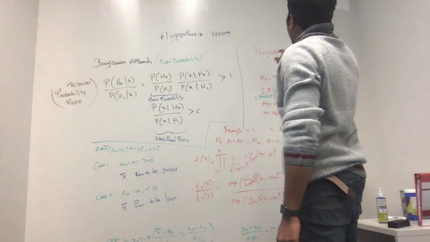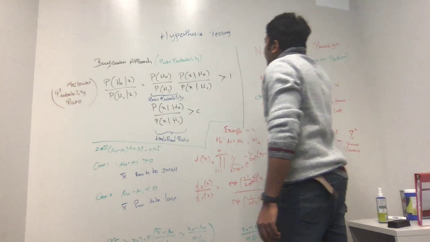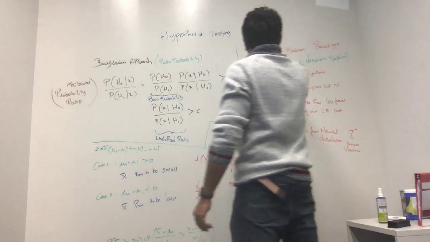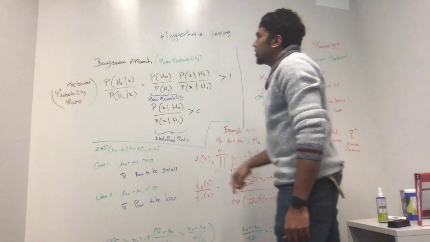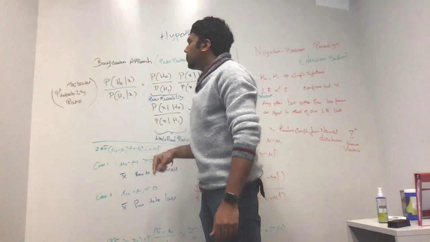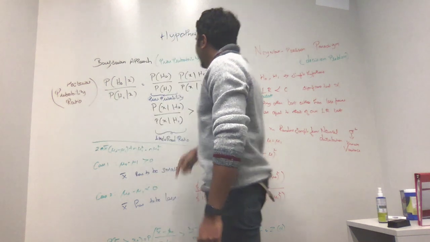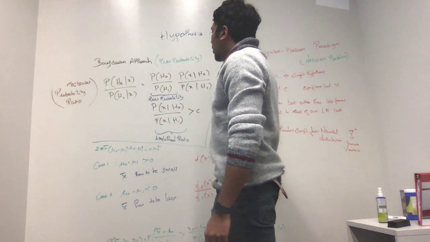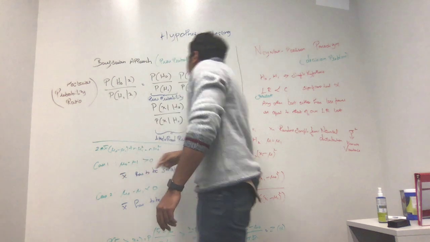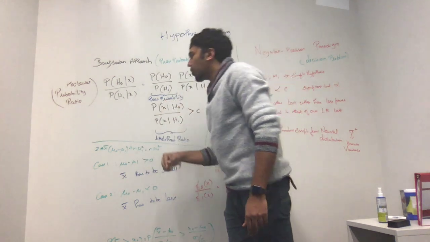Let me explain what is Neyman-Pearson's lemma. In hypothesis testing, before Neyman and Pearson came up with their paradigm, there was this approach called the Bayesian approach. In the Bayesian approach, what we find is the posterior probability ratio, and we check whether it is greater than 1. If it is greater than 1, we say H0 is plausible. If it is less than 1, we say H1 is plausible.